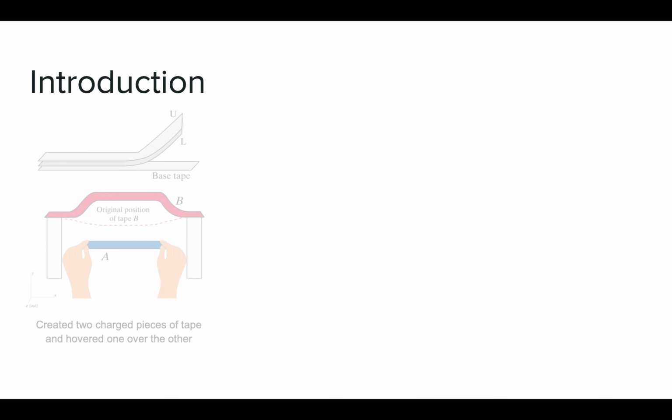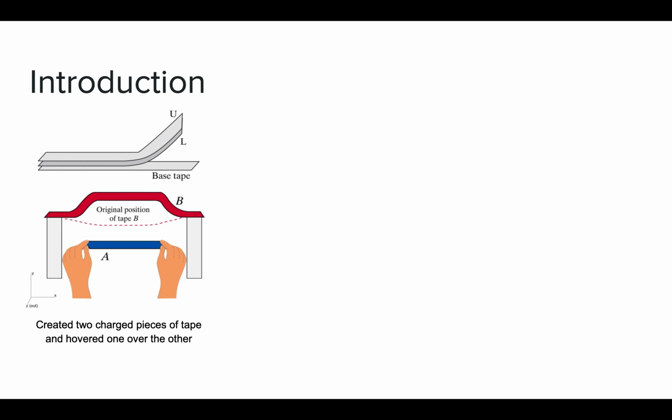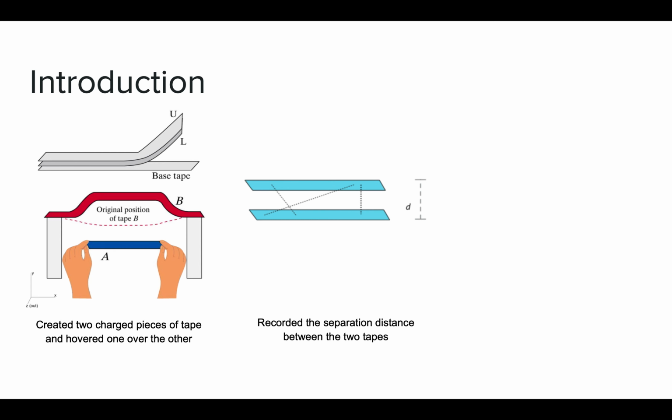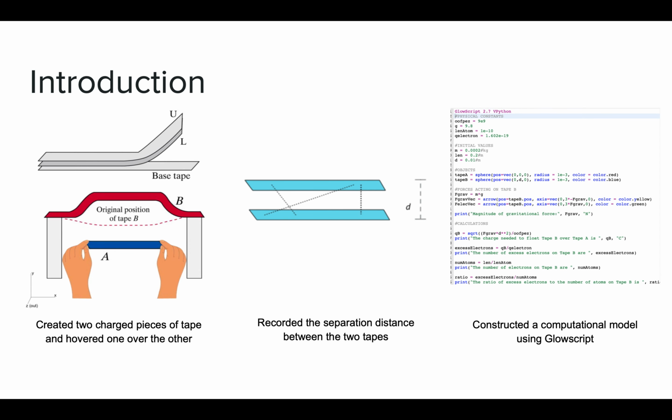The methodology used in this experimentation was as follows. We created two charged pieces of tape by placing one tape on top of another and quickly pulling them apart from each other. We then oriented the two charged pieces of tape so that one hovers over the other. Next, we recorded the separation distance between the two charged pieces of tape in order to calculate the charge of the floating piece of tape. And finally, we constructed a computational model of this interaction using GlowScript.